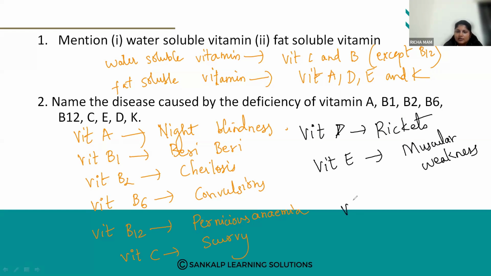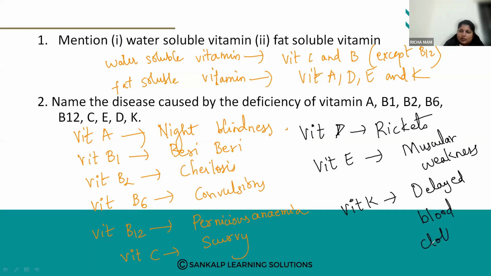Then vitamin K, delayed blood clotting time. So these are the different diseases caused by the deficiency of these vitamins.